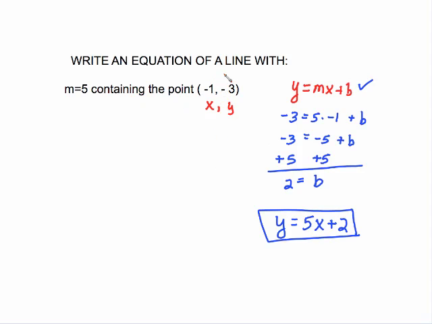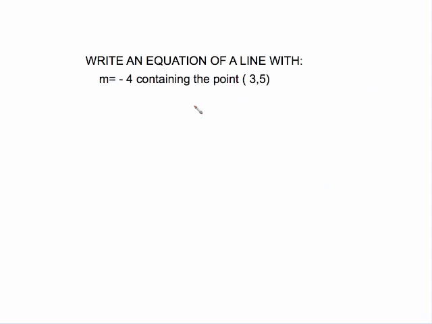It didn't specify what form to put it in, so it's fine to leave it in slope-intercept form. Very similar problem. I'm going to start with y equals mx plus b. Incidentally, there's a whole other way to do this with what's called point slope form, which I don't teach, but you might learn that from another teacher or another book, and it works just fine. I just think this is a little bit faster.